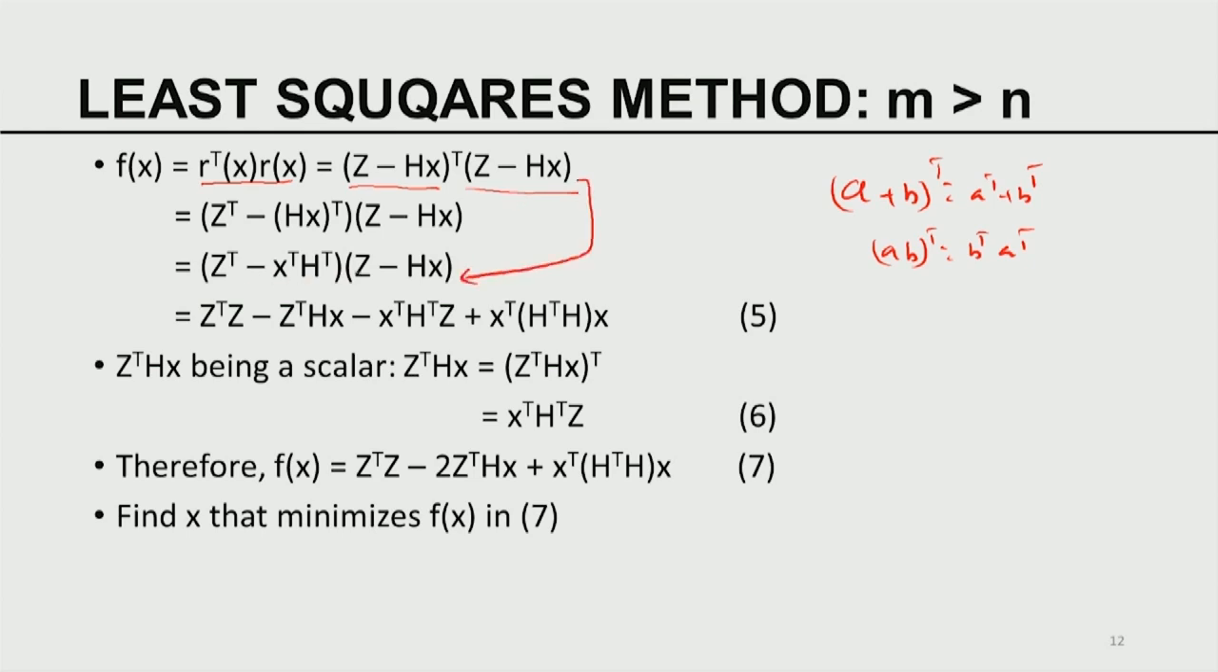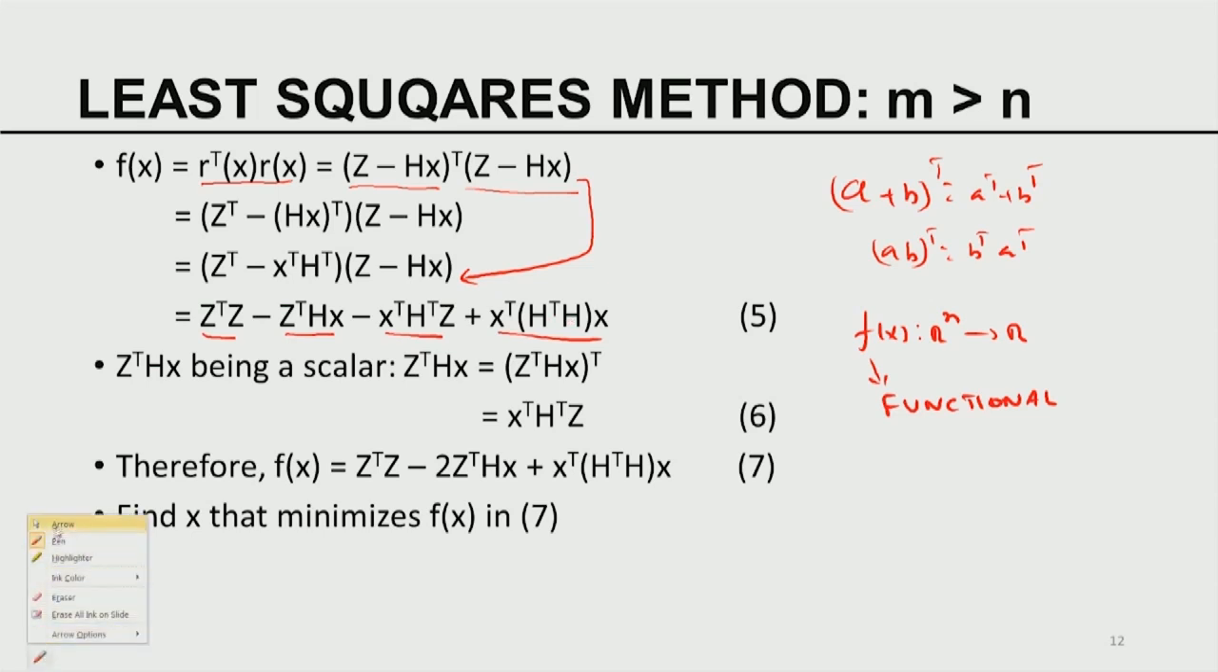Now there are two terms in here. I am going to multiply. There are going to be four terms. It turns out each of these terms are scalars. Now look at this. What is f of x? F of x is a function from Rn to R. So f of x is a functional. f of x is a scalar valued function of a vector. So each of these is a scalar, the sum of all the scalars. This is a quadratic function in x. You can readily see this is a quadratic function in x. This is a linear function in x. This is a linear function in x. This is constant with respect to x.